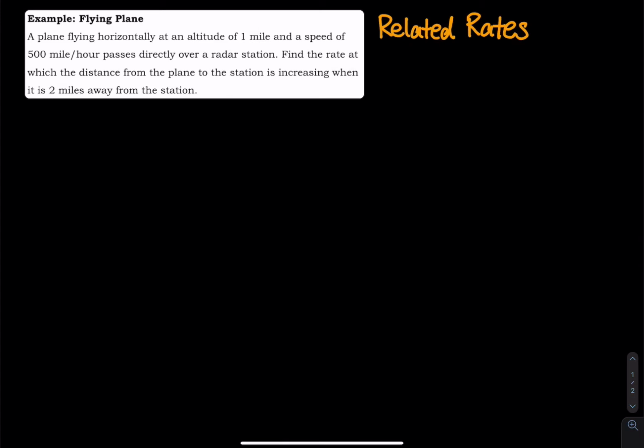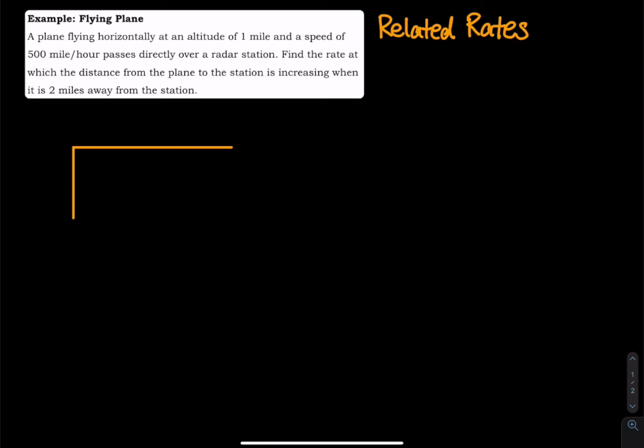All right, so let's draw a diagram. So this one is altitude of 1 mile, right? So this is altitude. Altitude means the height. So we draw a height, and then this is 1 mile. And then a plane is flying horizontally. So horizontally means it's moving forward. And then at a speed of 500 miles per hour. Passes directly over a radar station.